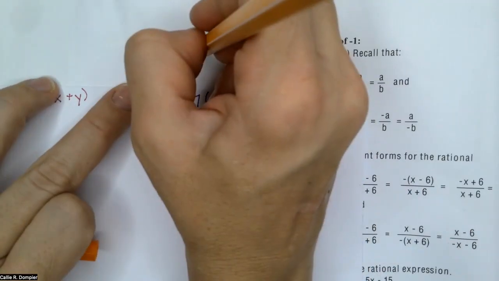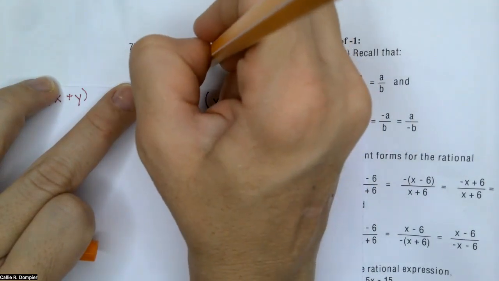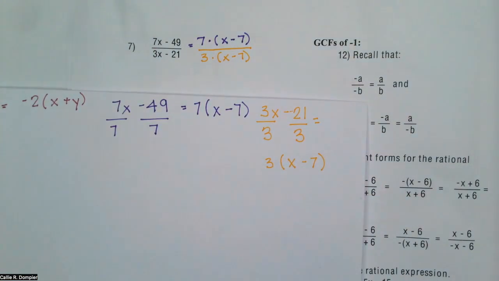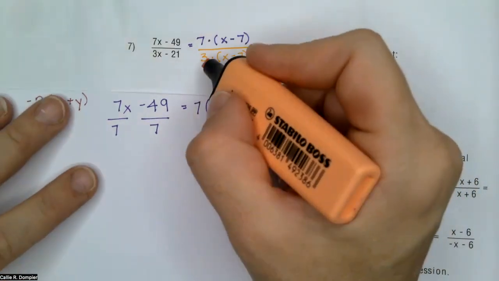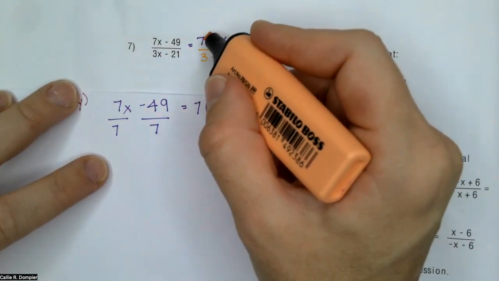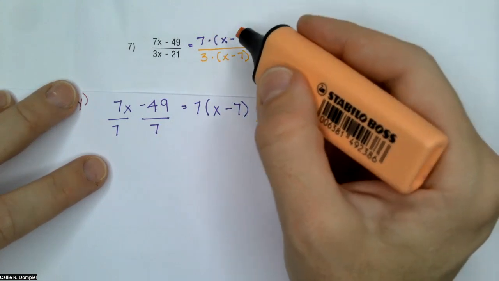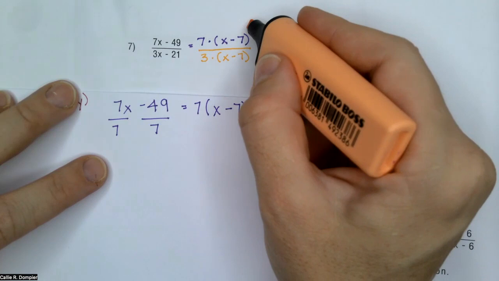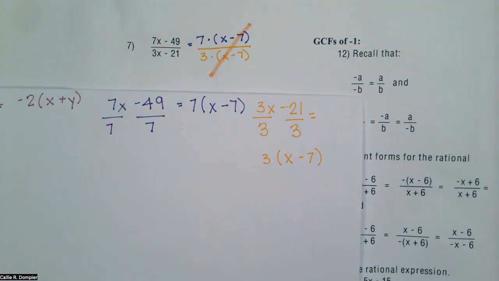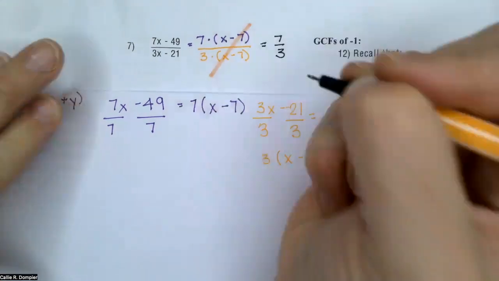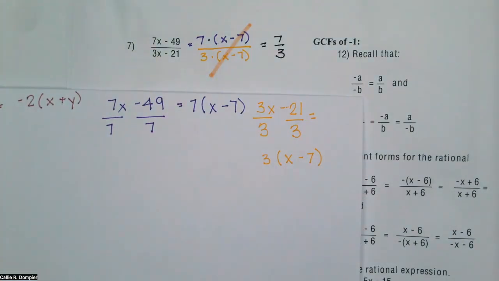So the whole thing is 7 times x minus 7 divided by 3 times x minus 7. We can't divide out the 3 and the 7. Those are not common, right? And we can't divide 7 any further. They're both prime, but the binomial x minus 7 is common to both. So the final answer of this is, in fact, 7/3. And we are done. Good.